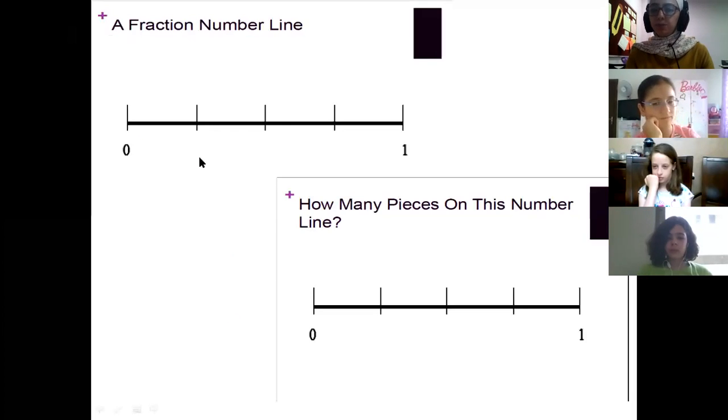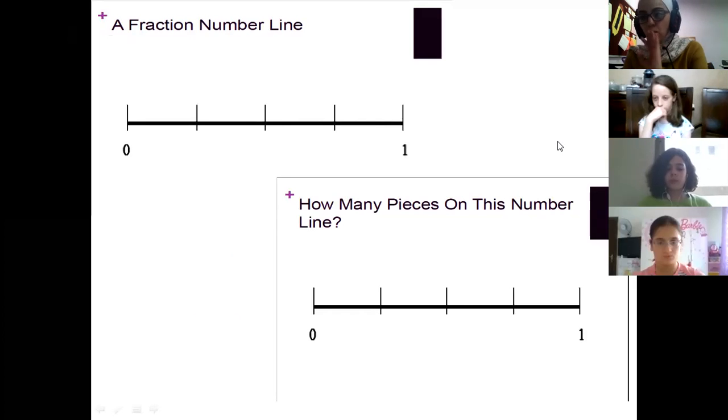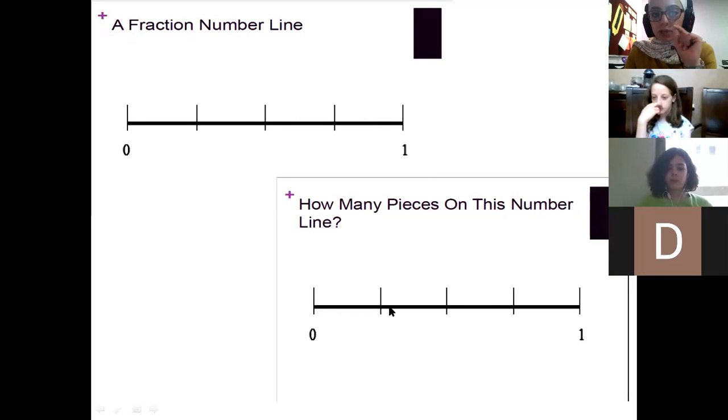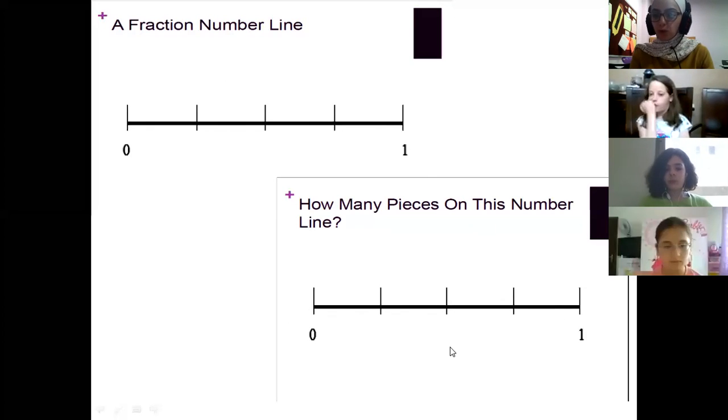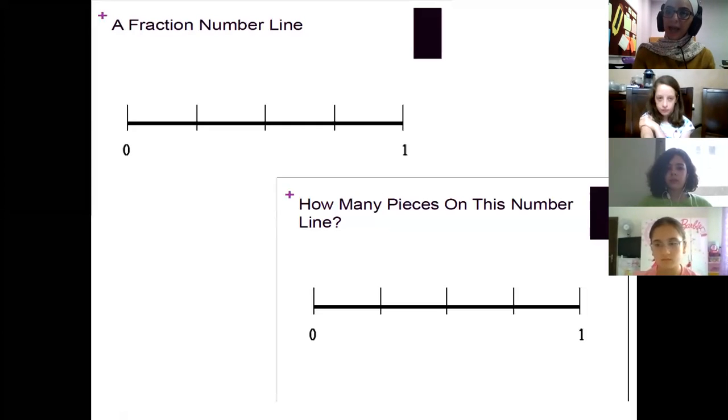So how do we put any fraction on the number line? First of all, you should know that your number line starts from 0 and ends with 1, not more than 1. And we're going to have pieces between 0 and 1. If you look at the number line down here, how many pieces are on it? You just count the parts: 1, 2, 3, 4. So here we have 4 pieces. We cut this number line into 4 parts, so the denominator will be 4.